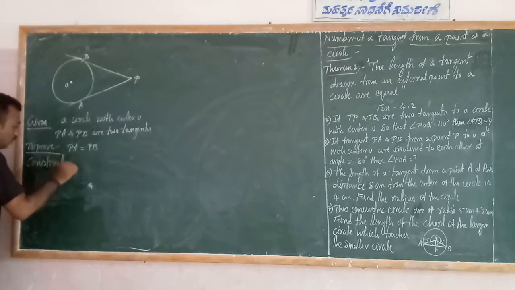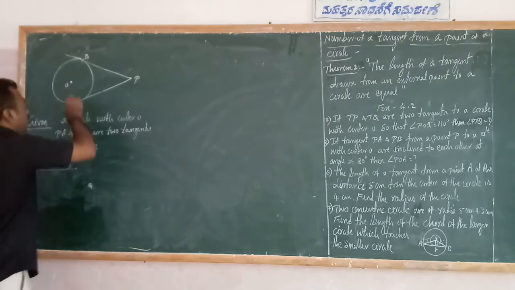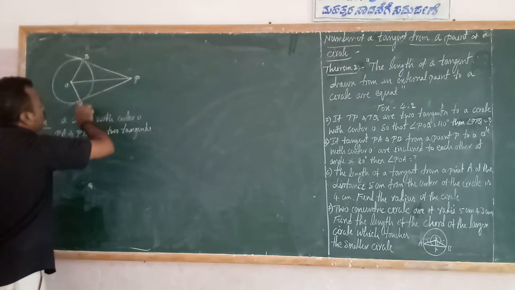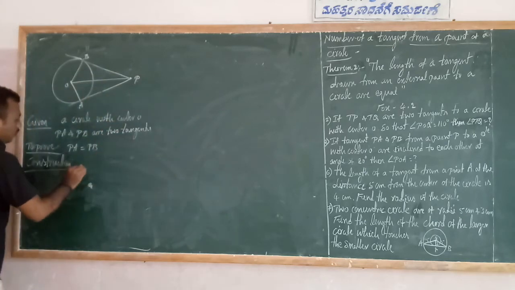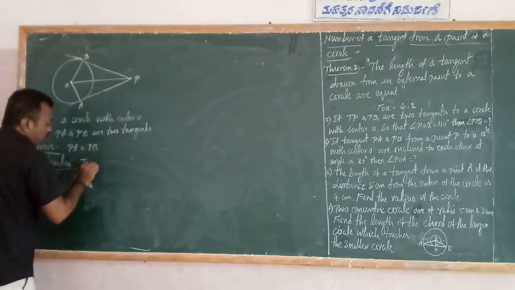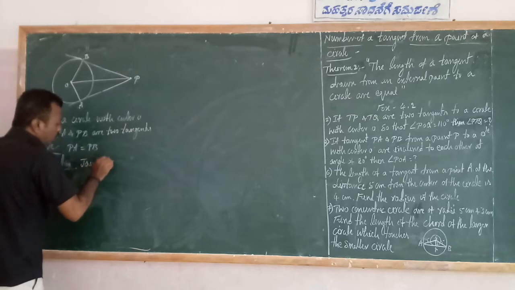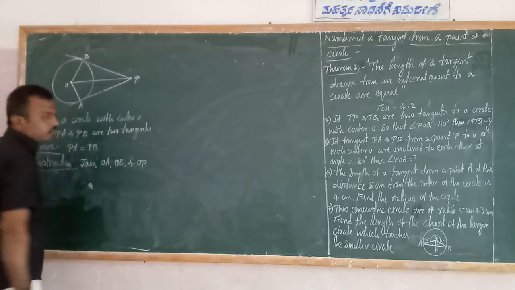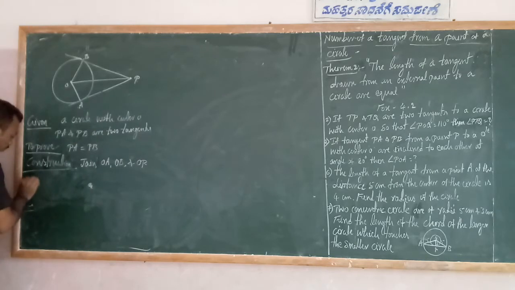What is the construction here? Very simple. Join OA, OB and OP. Join OA, OB and OP.